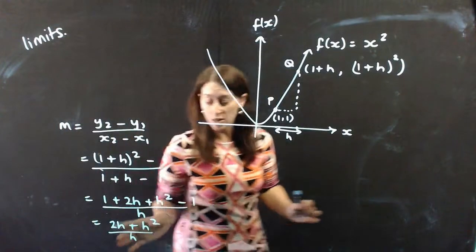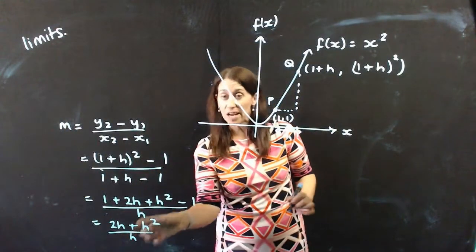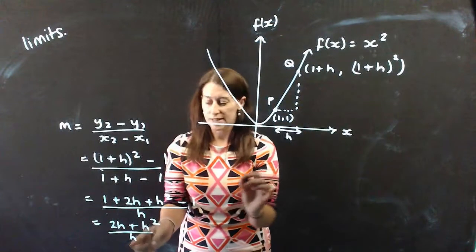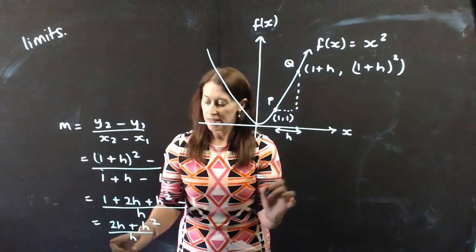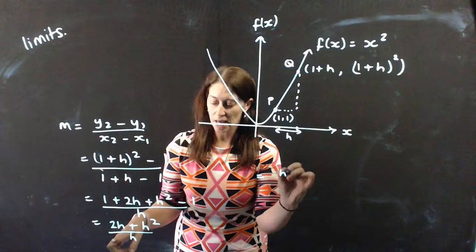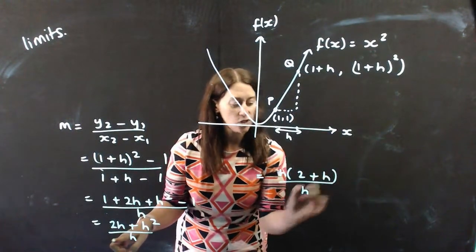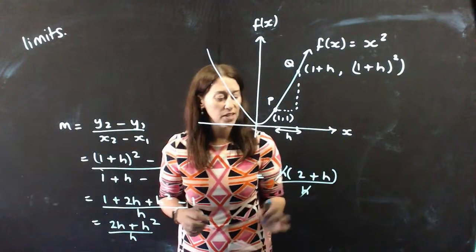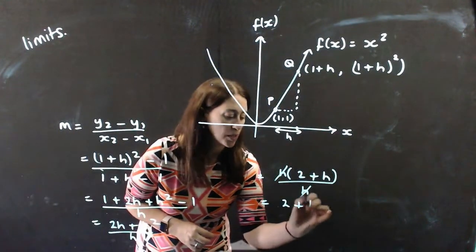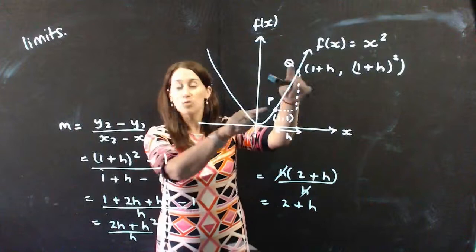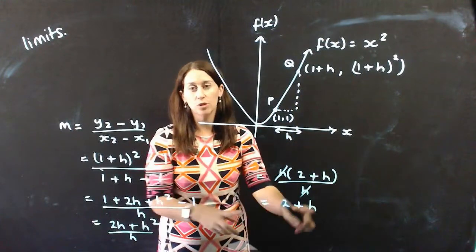Now, I'm going to factorise this. Factorising the top gives me h times (2 plus h) on the top, over h on the bottom. Now, I can simplify this. That just leaves me with 2 plus h. So what we've worked out is that the gradient between P and Q is 2 plus h.